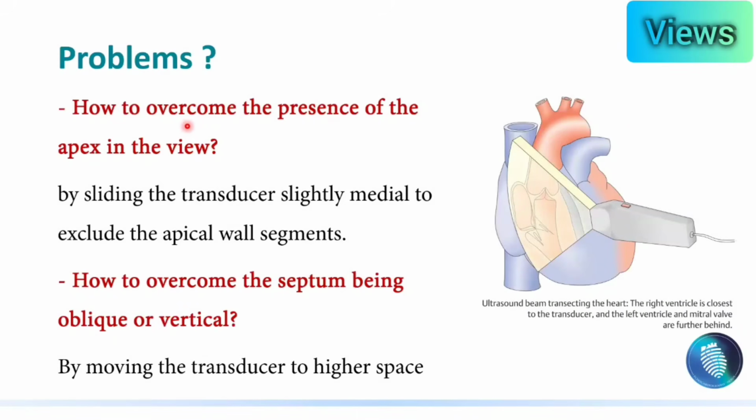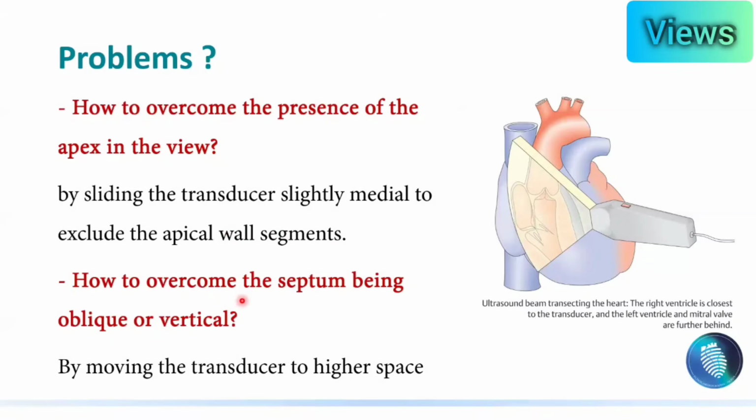The first problem is having the apex in the view. We put the probe in the fourth intercostal space with the marker towards the right shoulder, but we notice that there is apex in the view. This means that the transducer is more lateral. It's cutting not over the RV, it's cutting over the apex. And as we all know, the apex is the most lateral structure in the heart. So if we have the apex in the view, we have to slide medially, slightly, to exclude the apical wall segments.